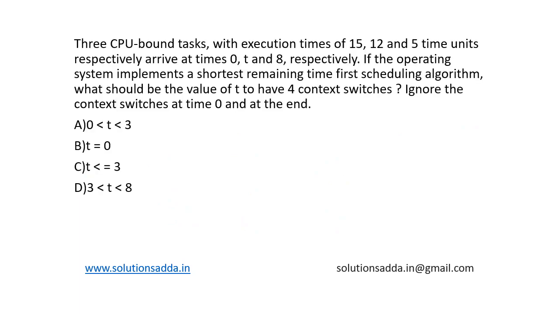This is a previous year ISRO question. 3 CPU bound tasks with execution times of 15, 12 and 5 time units arrive at the times 0, T and 8 respectively. If the operating system implements the shortest remaining time first scheduling algorithm, what should be the value of T to have 4 context switches? Ignore the context switches at time T equal to 0 and at the end.